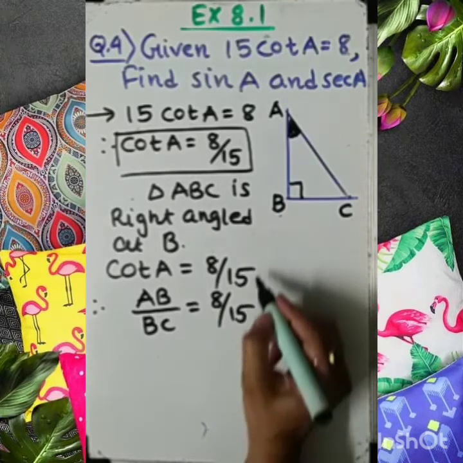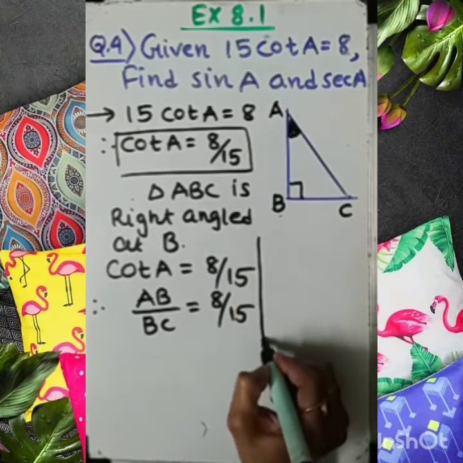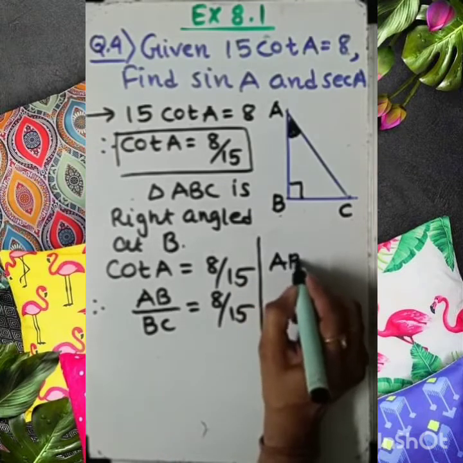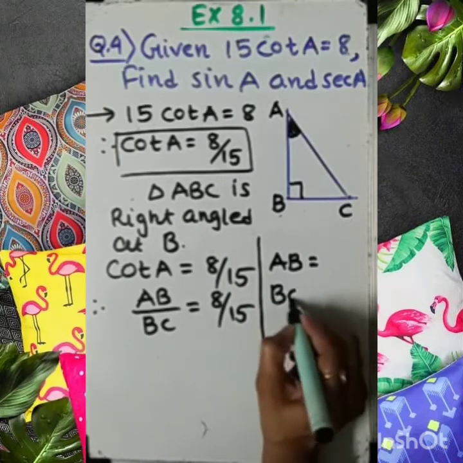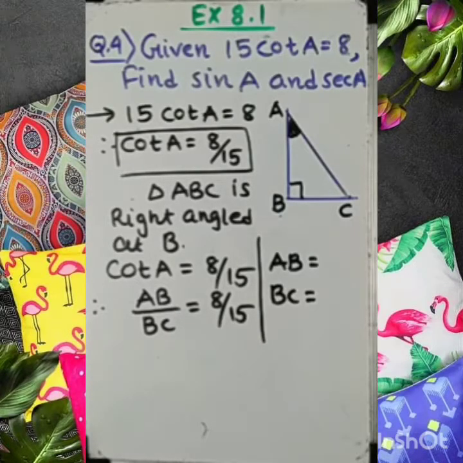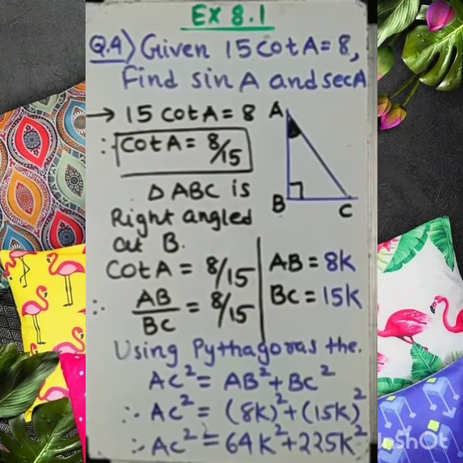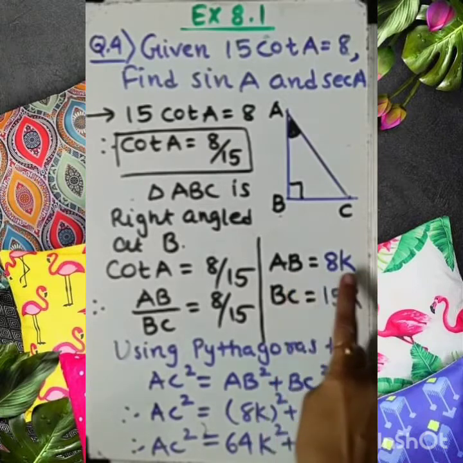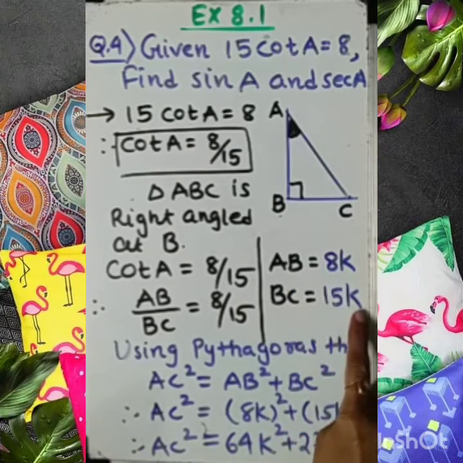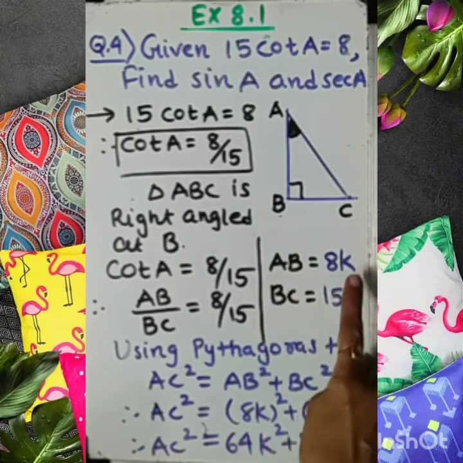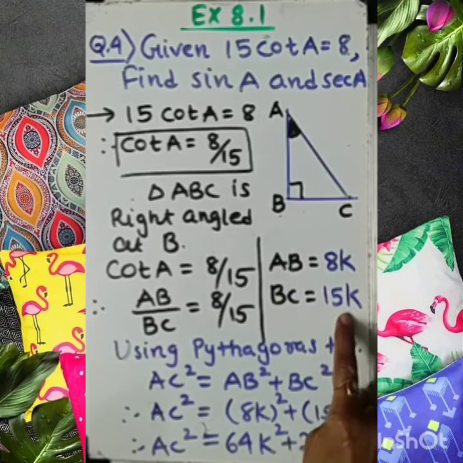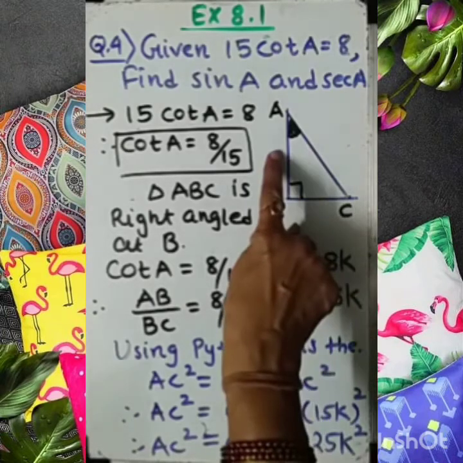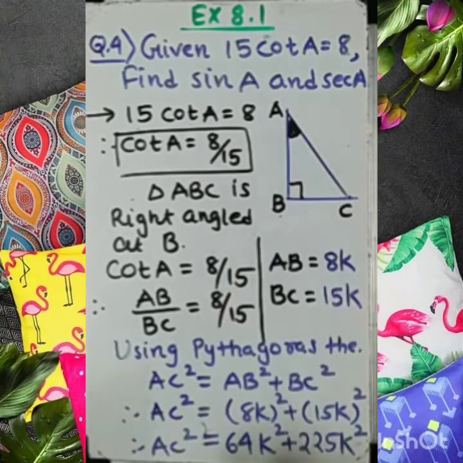Got it? So can I write one important thing throughout this? So AB equal to 8K and BC equal to 15K, along with the constant for this side. Both of these sides are available with us. So these two sides we are given. We need to find this AC. For that I need to apply the Pythagoras theorem.